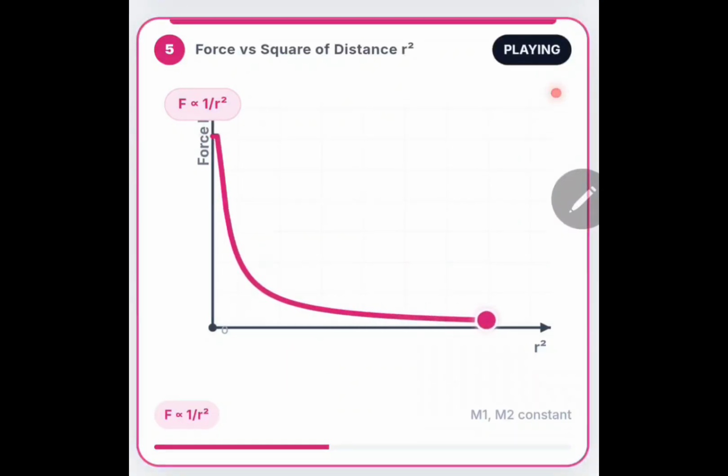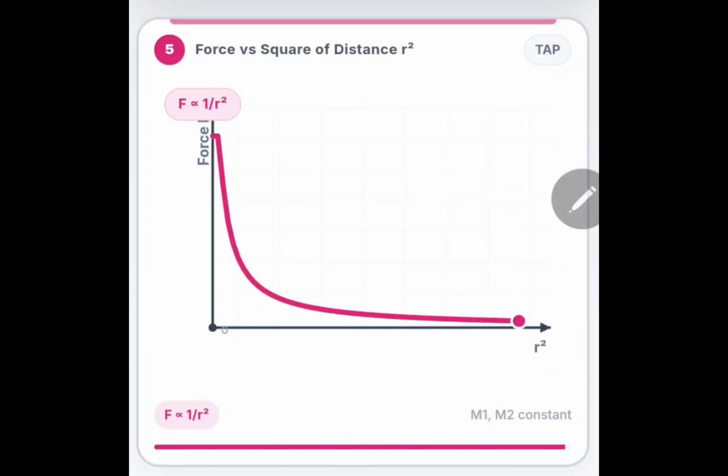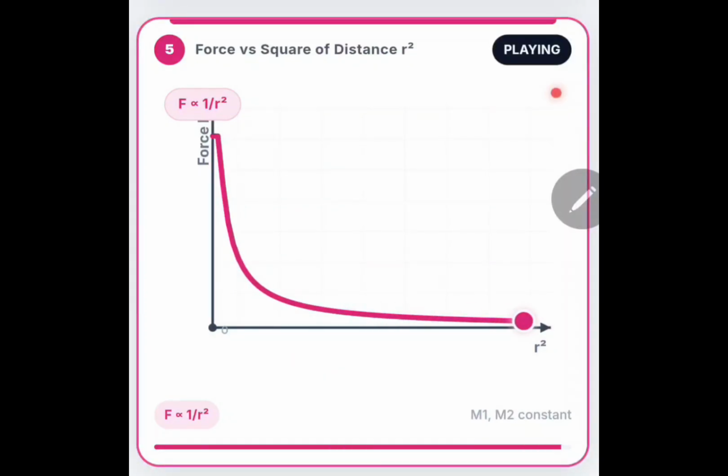Graph 5. Force versus square of distance, r squared. Instead of plotting the distance, we now plot its square. Since force is inversely proportional to r squared, the graph still shows an inverse relationship. As r squared increases, the gravitational force decreases continuously.